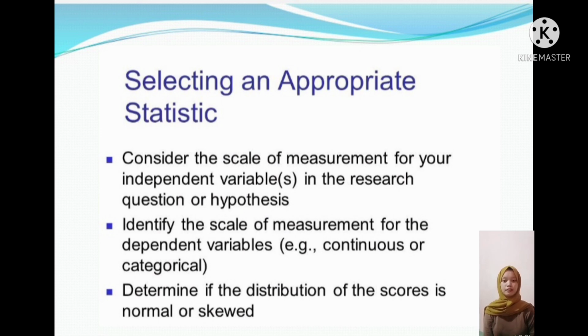So the next, number 5, consider the scale of measurement for your independent variable in the research questions or hypothesis. Number 6, identify the scale of measurement for the dependent variables, e.g. continuous or categorical. Number 7, determine if the distribution of the scores is normal or skewed.